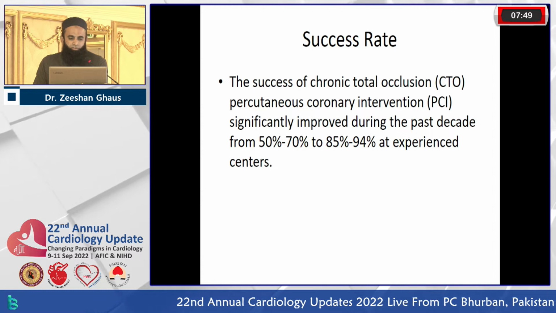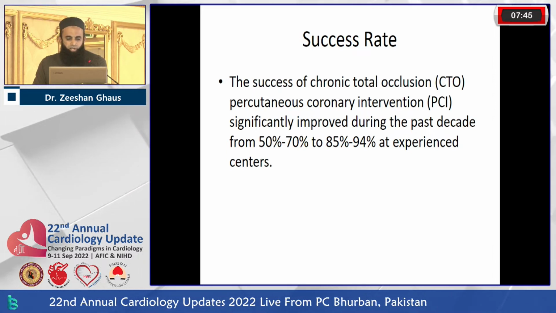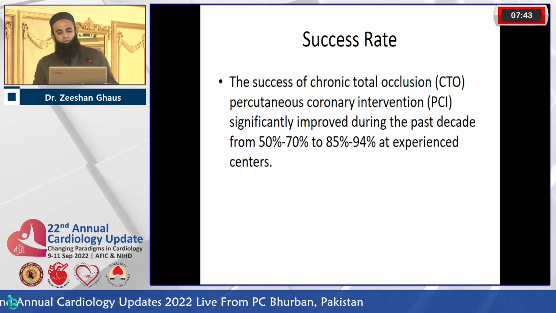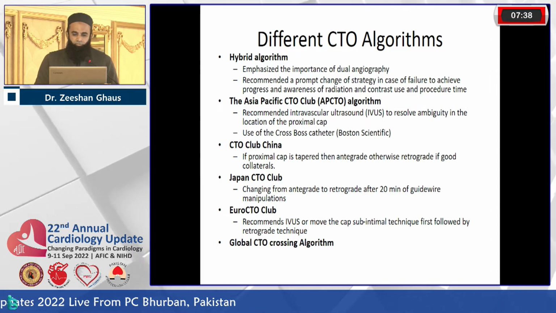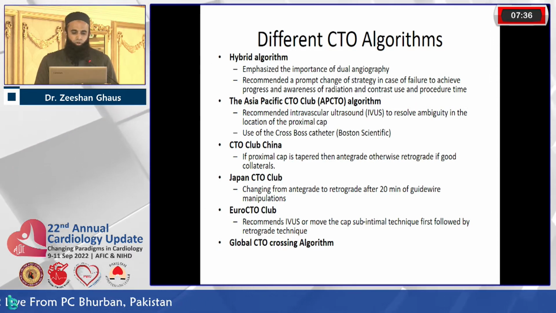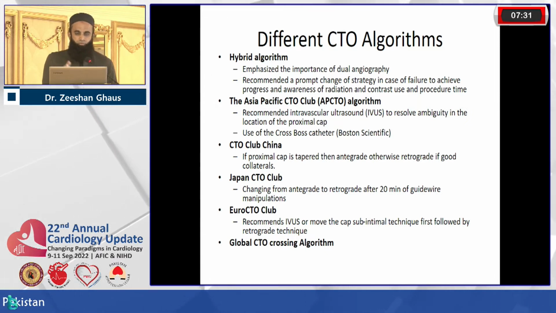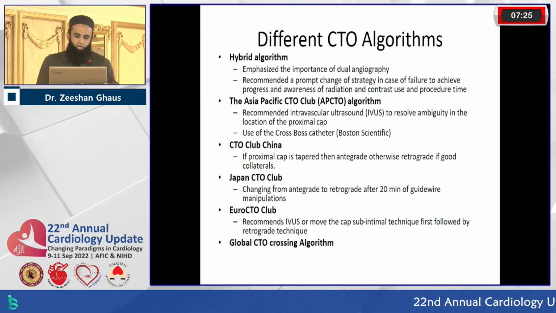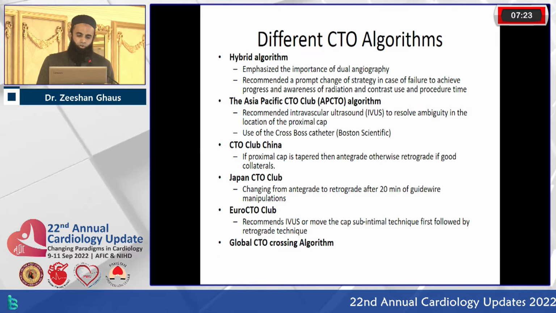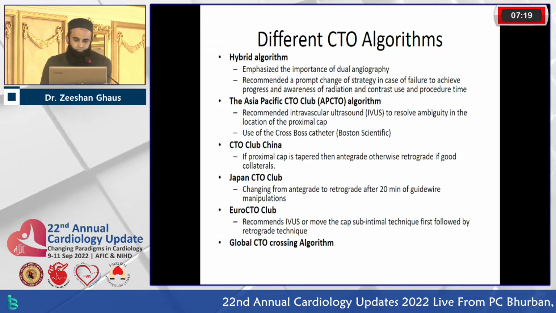I want to mention here that the success rate of CTO PCI has significantly improved during the past decade, from 50 to 70% to 85 to 94% at experienced centers. These are the different algorithms being used all over the world. The first and foremost is the hybrid algorithm, which Dr. Amir has already explained. Others are the Asia Pacific CTO Club, China CTO Club, Japan CTO Club, Euro CTO Club, and the last one is the Global CTO Crossing Algorithm.